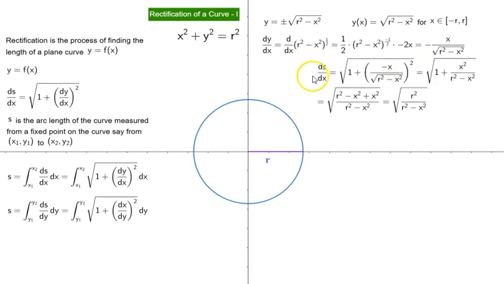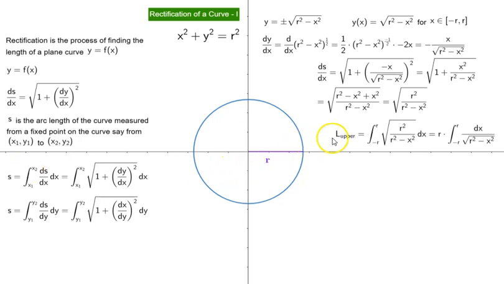Now, let's take ds by dx. So ds by dx is equal to square root of 1 plus dy by dx square. Dy by dx is minus x by square root of r square minus x square. The square. Now this is equal to minus disappears because of the square. Numerator becomes x square. From the denominator, square root disappears. So we have square root of 1 plus x square by r square minus x square. Combining these two terms, we get square root of r square by r square minus x square.